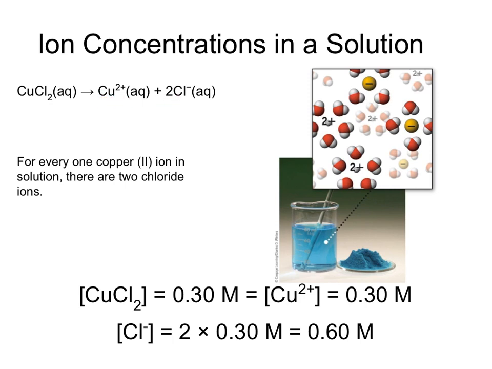And so this means that if we have a 0.3 molar solution of copper 2 chloride, our concentration of copper ions is going to be 0.30 molar, but our solution of chloride ions will be double that, because for every 1 unit of copper 2 chloride, I produce 2 ions of chloride. And so our chloride concentration in this solution will be 0.60 molar.